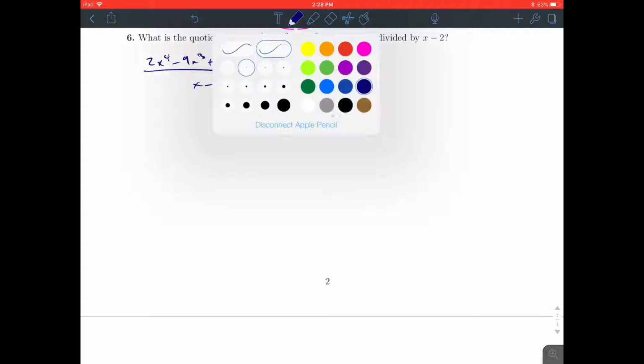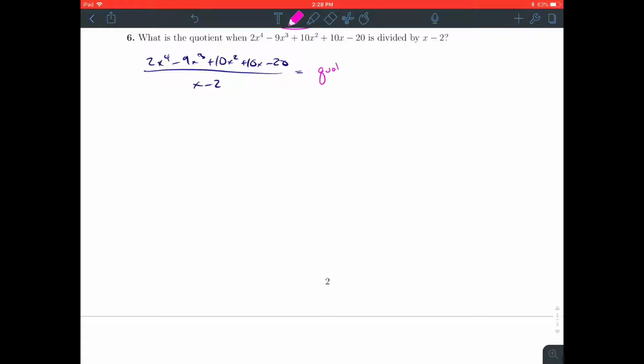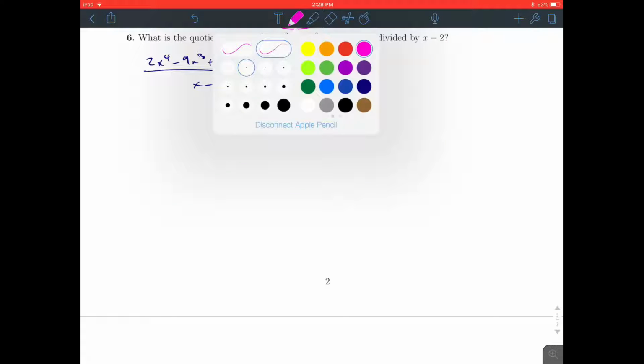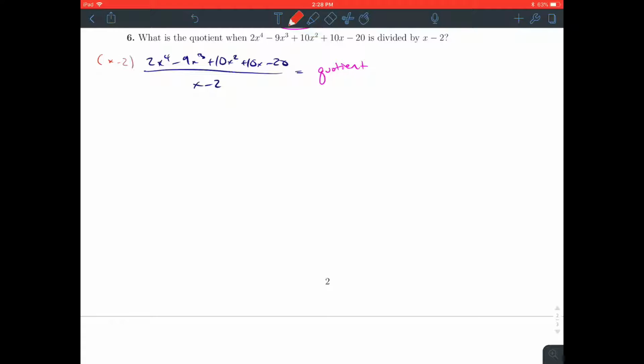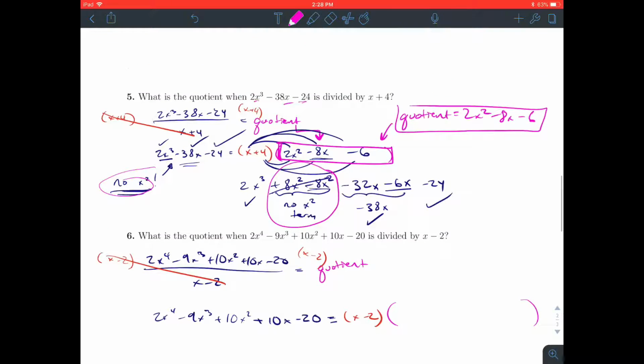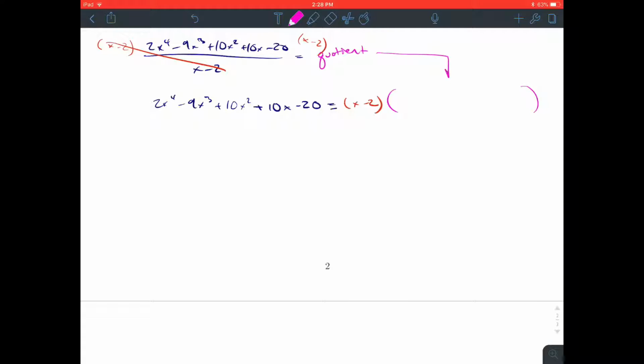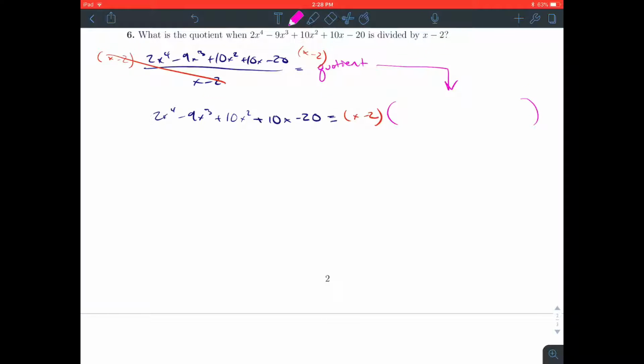Okay, whenever you do a division problem, the answer will be a quotient. Now, we can multiply by x minus 2 on both sides to cancel out the division. That will give us 2x to the 4th minus 9x cubed plus 10x squared plus 10x minus 20 equals the red x minus 2 times our pink quotient. So the quotient, that's the thing we're trying to find. So let's find it.